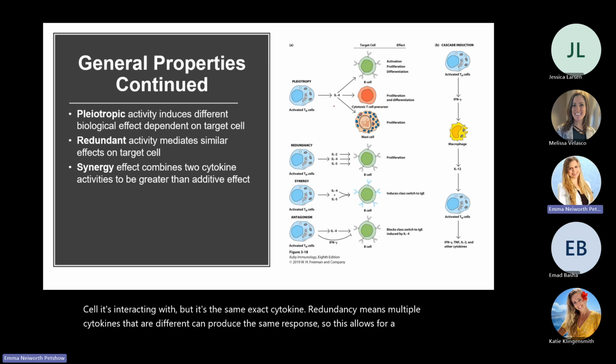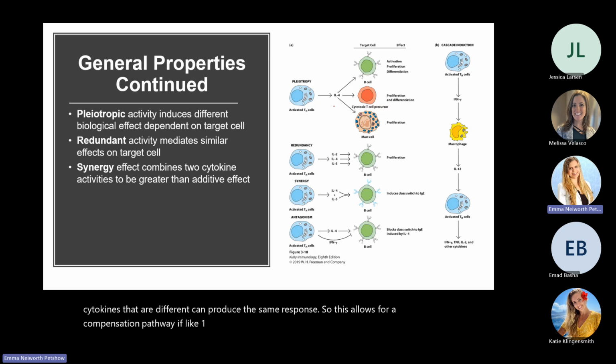If one cytokine fails to be produced, there's still another that can provide that response. Synergy is when two cytokines together have a greater than additive effect. That's the mechanism behind cytokine storm. Multiple cytokines acting at the same time really add up and can create this amplification response.